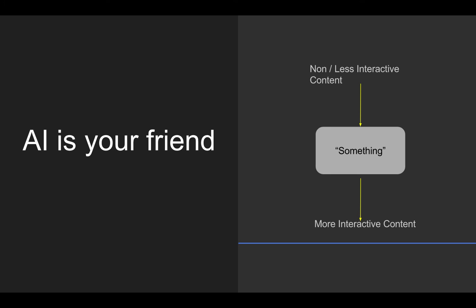So let me explain. Imagine you have something over here which takes in non or less interactive content and makes it more interactive. Would you not agree that if such a thing happens, the output of this thing will be quite useful, and you may be able to leverage it and learn more from that? So using artificial intelligence, there are people who are doing various interesting stuff these days in the industry.